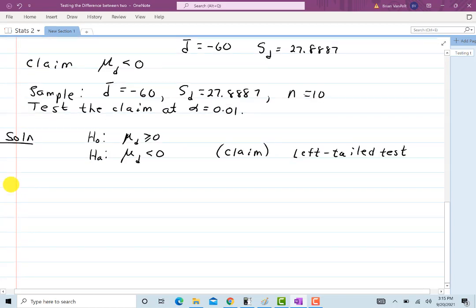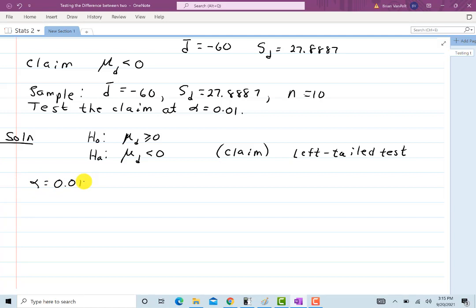Well, the first thing we need is a test statistic. Not test, I'm sorry, I did it wrong. I need to get the beginning of the critical region. So alpha equals 0.01. The degrees of freedom will equal 10 minus 1, which equals 9. That's enough to use the table. It's also enough to use your calculator.